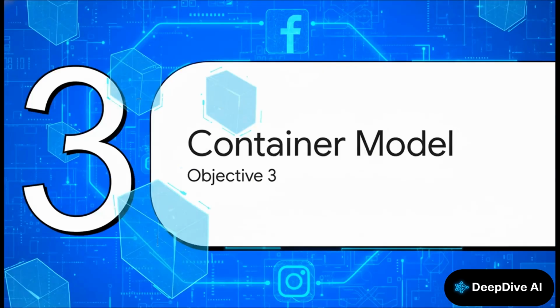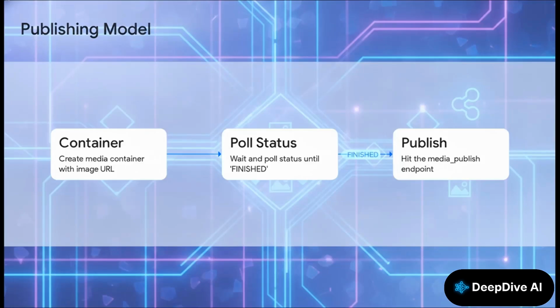All right, Objective 3, the container publishing model. Before we dive into the actual publishing mechanism, just a quick prerequisite. You must have your Instagram business account linked to a Facebook page within the Meta Business Suite. It's non-negotiable. Once they're linked, you use what's called the container model. If you're publishing to Instagram, this is the only safe way to deploy automated media, and it happens in 3 exact steps. First, you create a media container using your image URL.